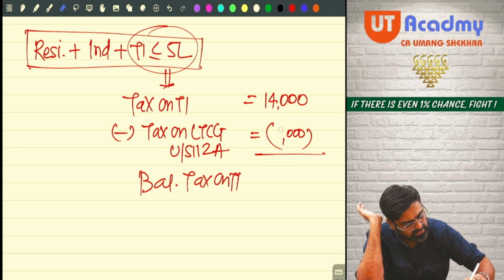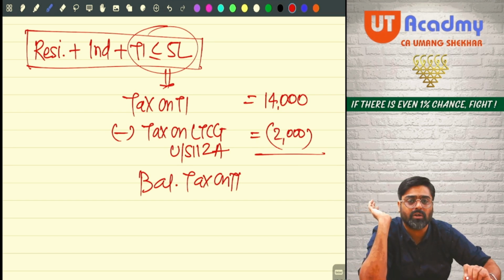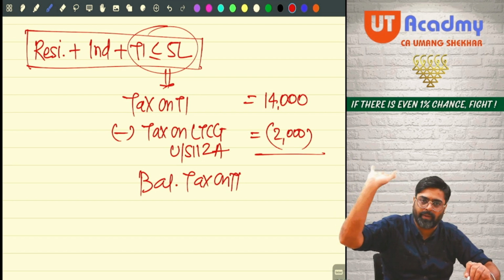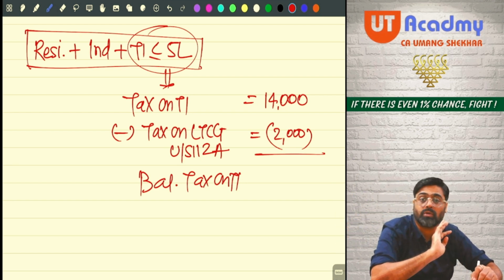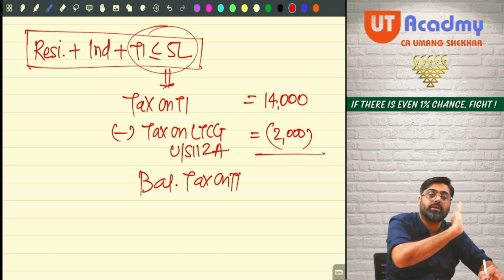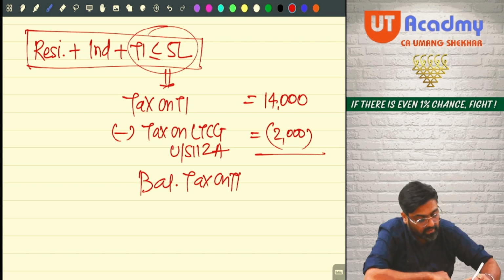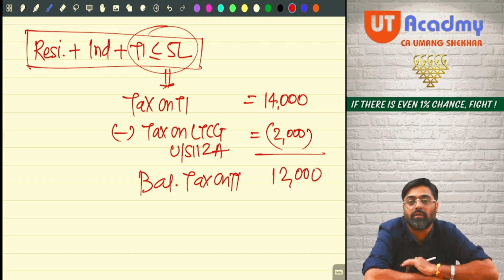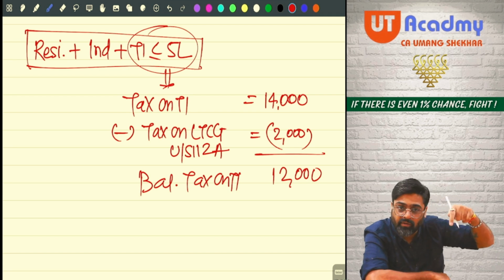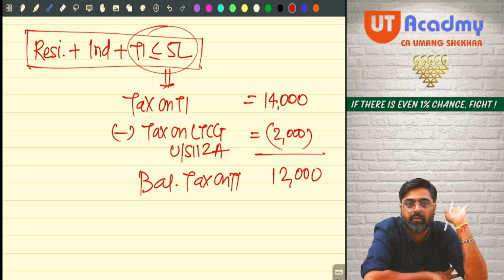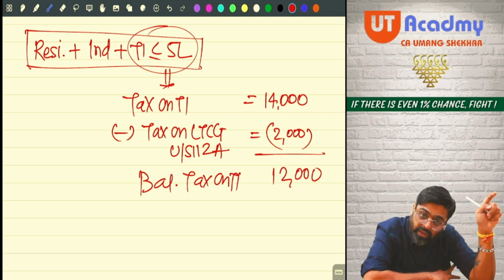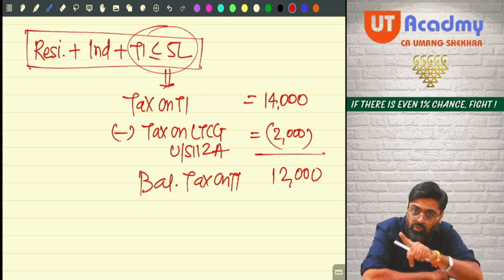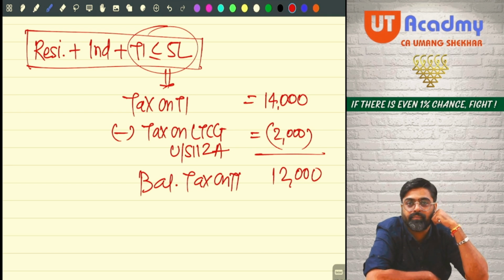Not 1,000, let's take it 2,000 only. Yes or no? So this 2,000 you are supposed to pay. You cannot take the rebate of this 2,000. So out of 14, how much tax maximum you can claim as rebate? 12,000. Rebate can be available from this 12,000 only. Rebate you cannot take entire 14,000 because that 14,000 includes 2,000 rupees tax which was there on LTCG 112A.